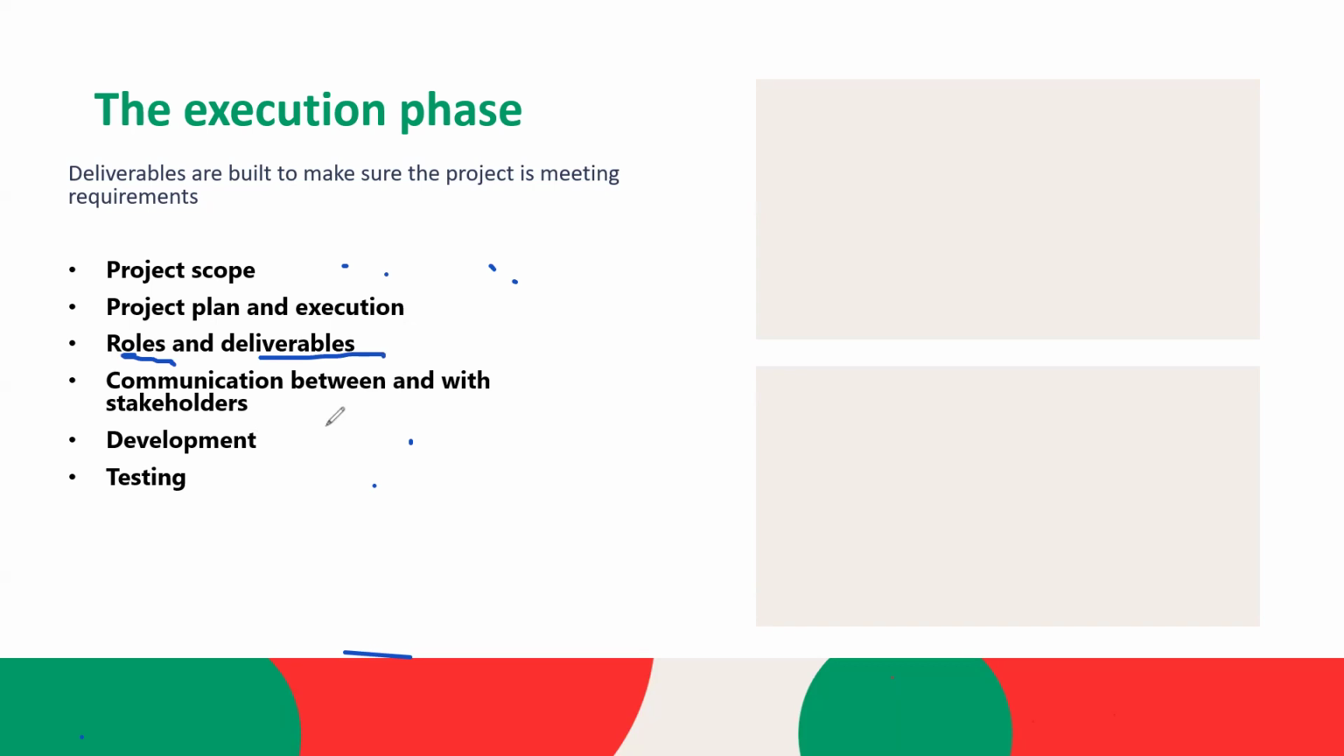Then communication between stakeholders, communication between team members and stakeholders. So all kinds of meetings and things will happen. And then the end result will be development and testing. So that will happen inside the execution phase.